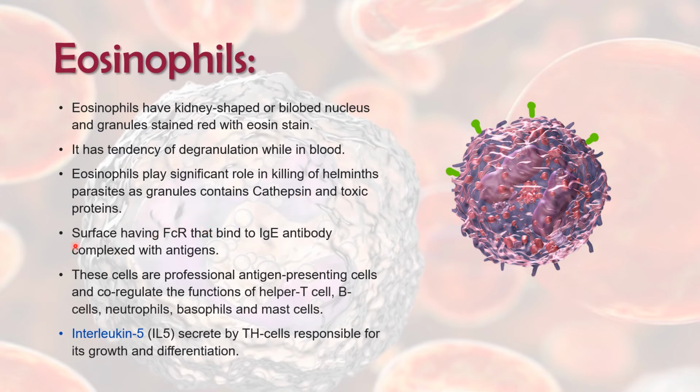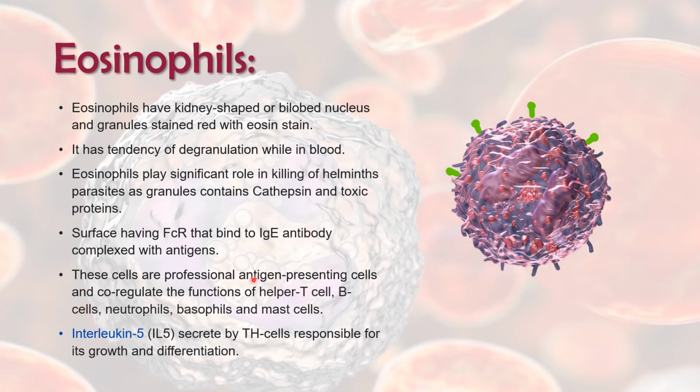The most important thing is that their surface has Fc receptors that bind to IgE immunoglobulin or antibody, the immunoglobulin E antibody which is complexed with antigen. So you can see in this picture these green structures are basically the Fc receptors. The Fc is the fragment, the constant part of the immunoglobulins, which is going to bind with these receptors. That's why these are known as Fc receptors.